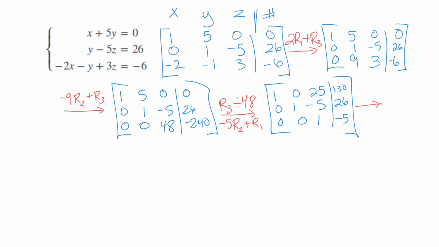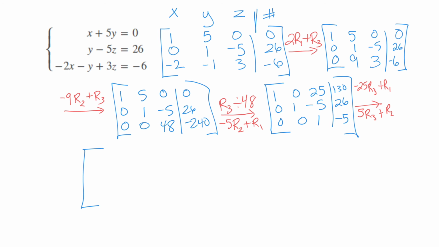To fix row 1, I'm going to take a negative 25 times row 3 and add it to row 1. But notice I wrote row 1 at the end. That's the only thing that changes. Row 3 really stays the same. Since row 3 is still the same, I'm also going to take 5 times row 3 and add it to row 2, and that will fix this negative 5 that I have.